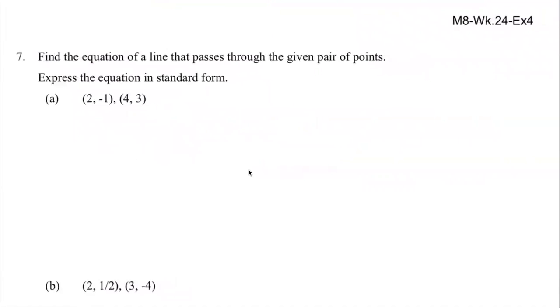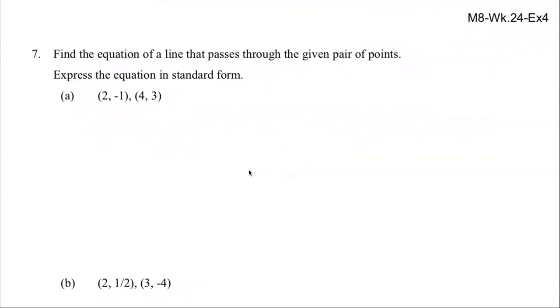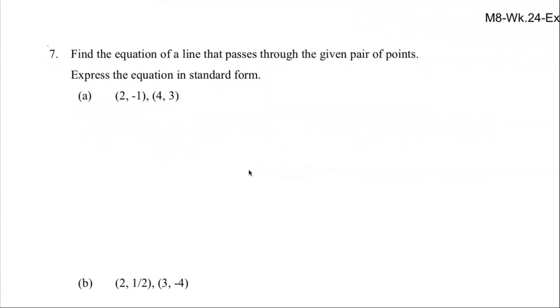Number 7. Find the equation of a line that passes through the given pair of points. Express the equation in standard form. So here, starting from question number 7, we are not given the slope anymore, right? We're just given 2 points. So that means the first step will be find the slope, right? So let's see part A. Part A, the straight line passes through 2 points, which is 2, -1, and 4, 3.